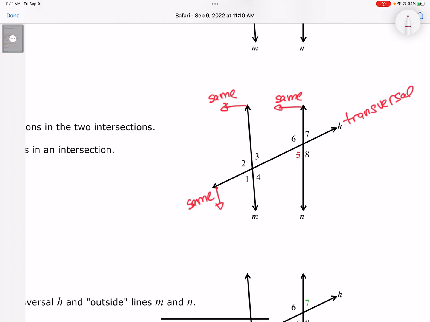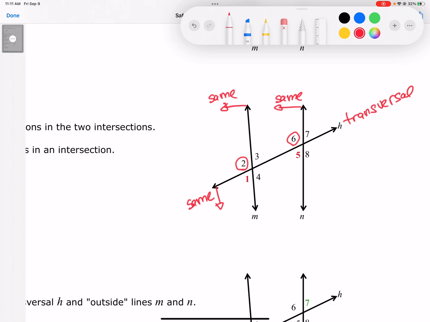And therefore, they're corresponding. So I look, okay, what pair of angles are on the same side of this one? So on the left side, let's go left side of these here, and same side here. Well, we also have 2 and 6. Those are both on the same side. That's a pair of corresponding angles.